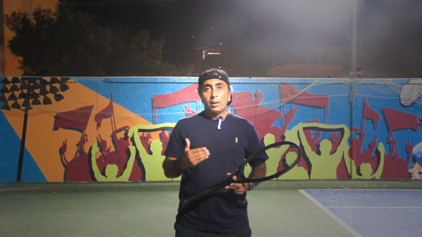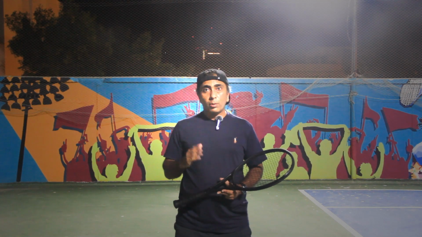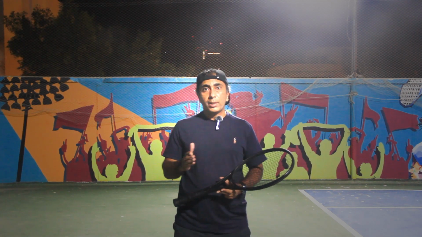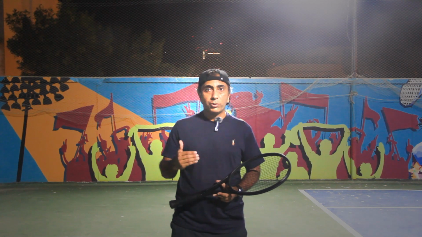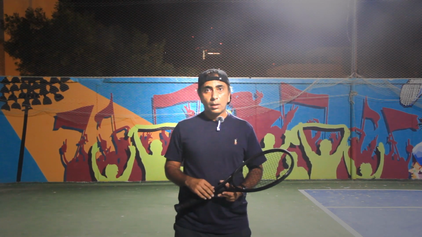And the last two are related to the player himself or herself. And number seven is court position. Forcing an error from your opponent by strategically positioning yourself on the court during a rally can apply constant pressure and disrupt their rhythm. Here's how.